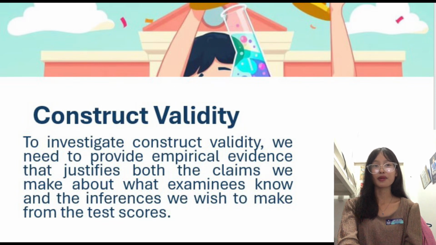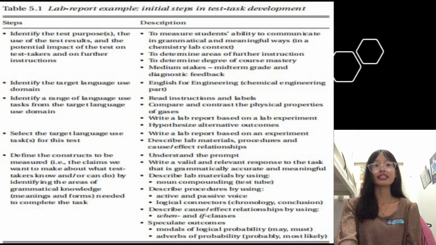This evidence must show that the test results accurately reflect what the test takers actually know and that any conclusion drawn from the score is valid. This involves rigorous testing and analysis to ensure the test's accuracy and reliability. So in this Table 5.1, it outlines the initial steps in developing tests using a lab report.